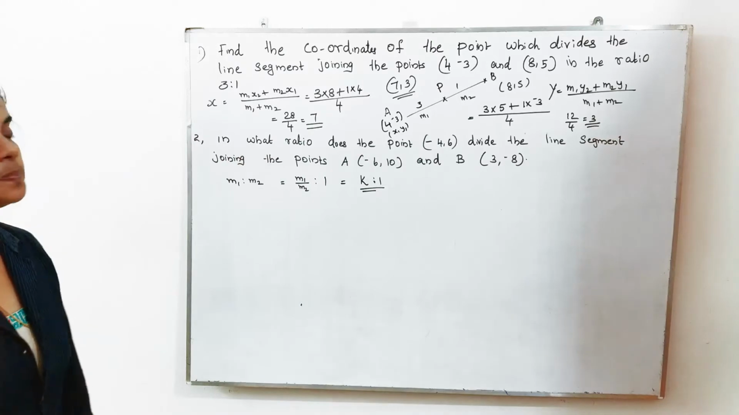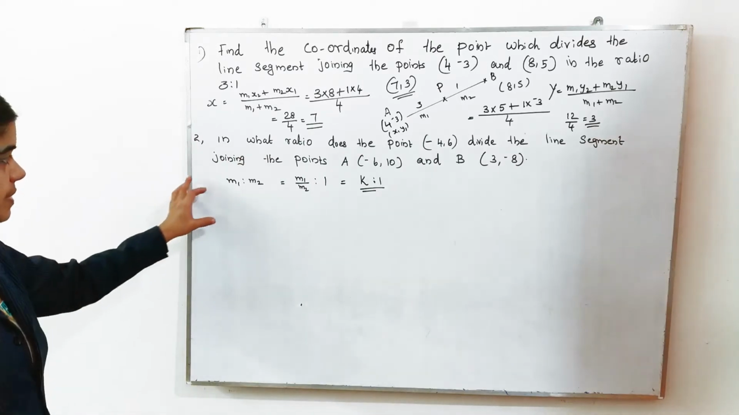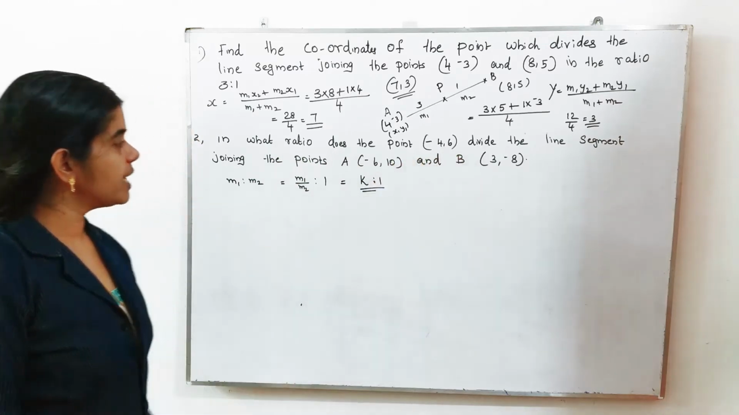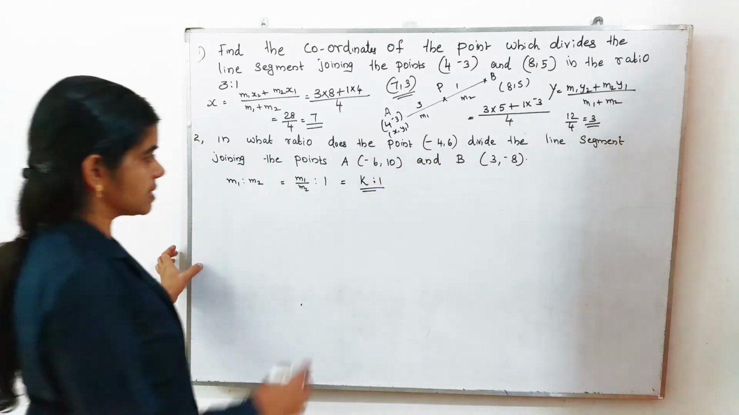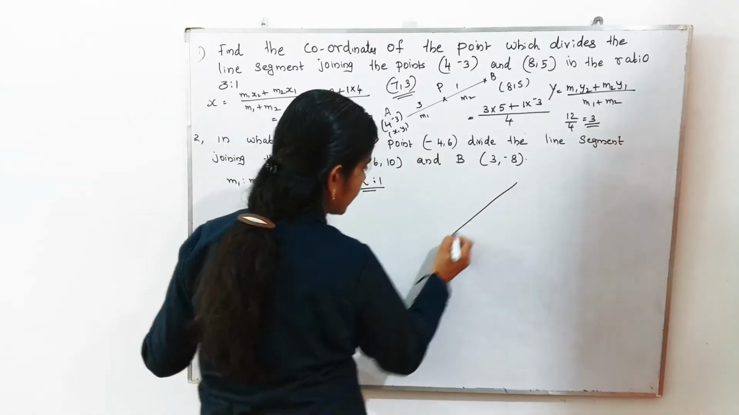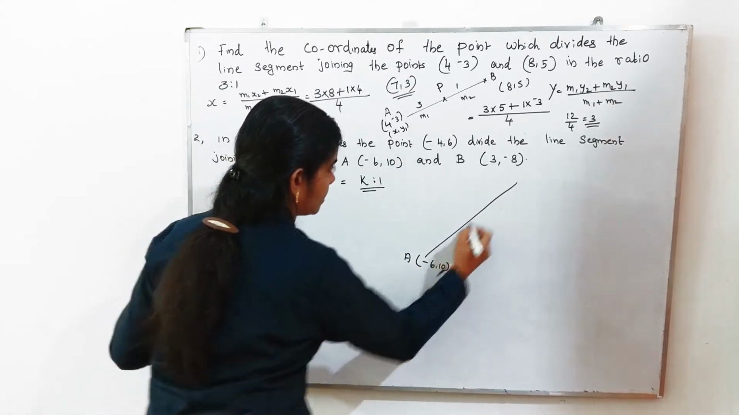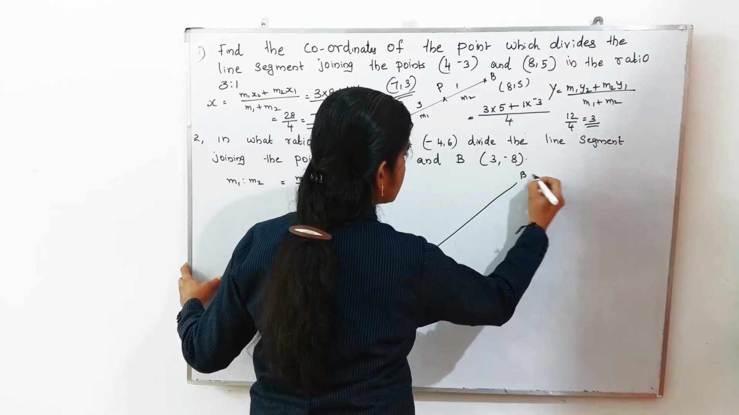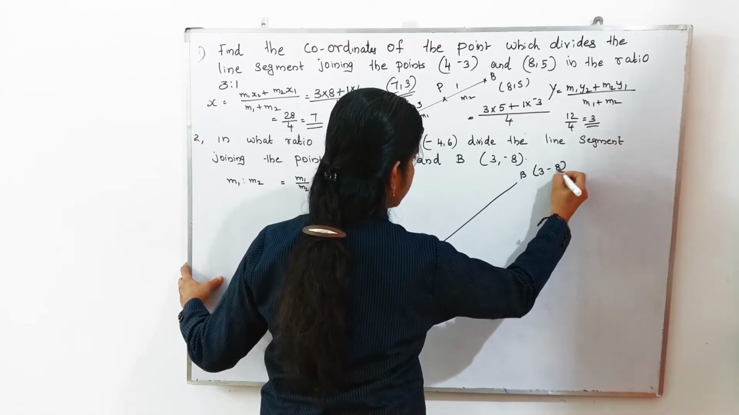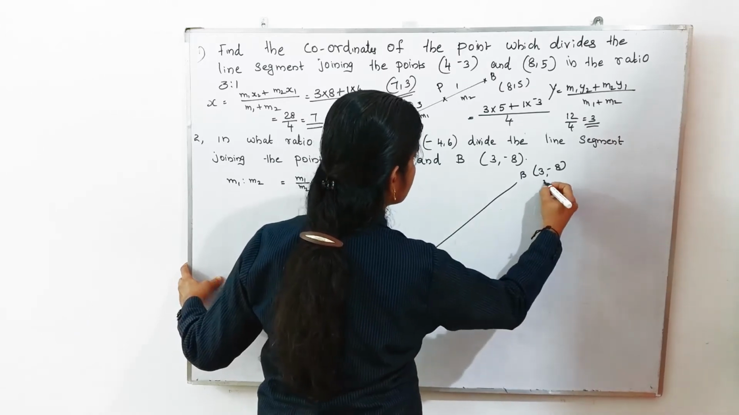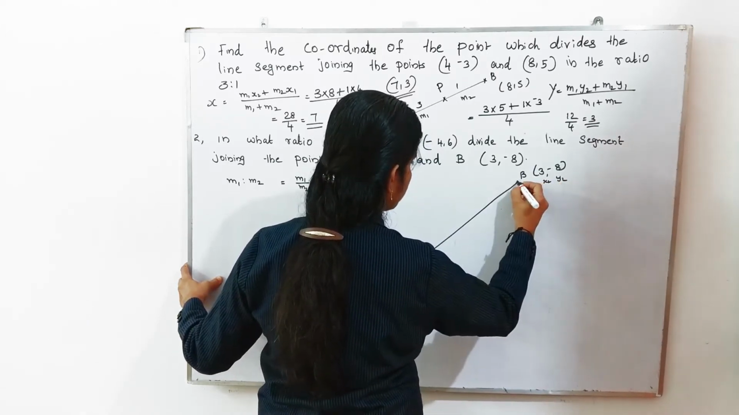Is it okay now? Next question. In what ratio does the point (-4, 6) divide the line segment joining the points A and B? A is the point (-6, 10). B is the point (3, -8). If you want, you can mark A as x1, y1. B will be x2, y2.